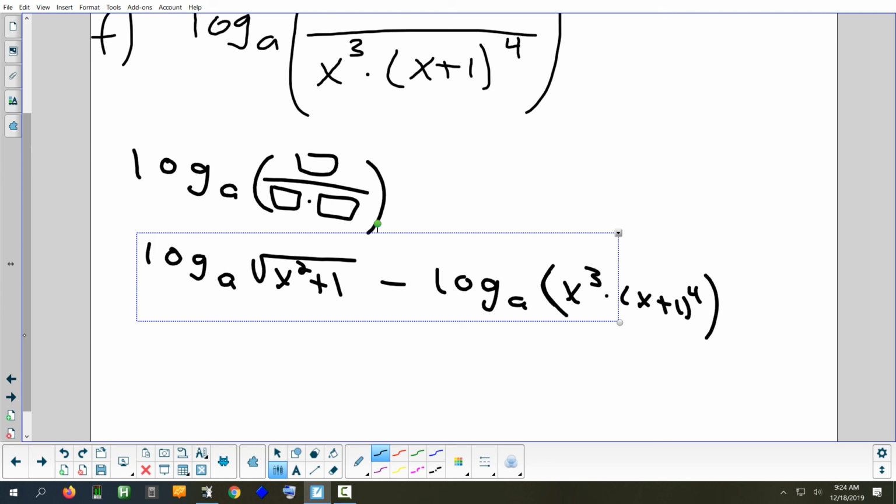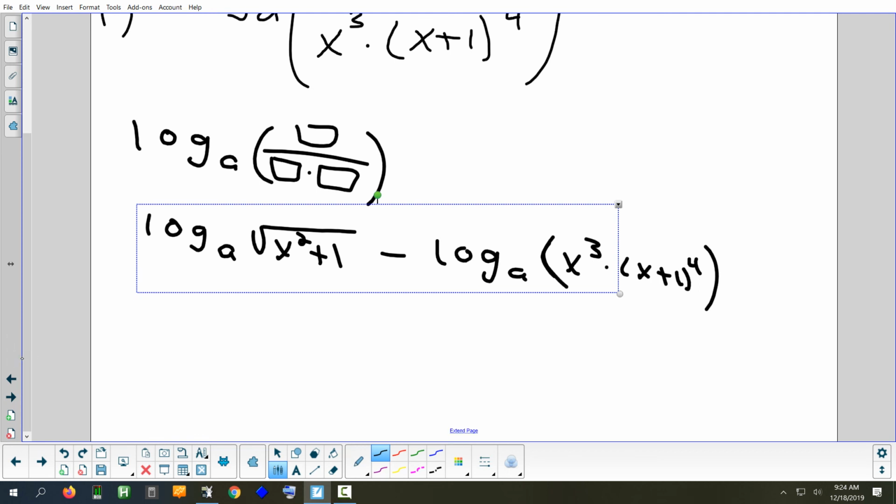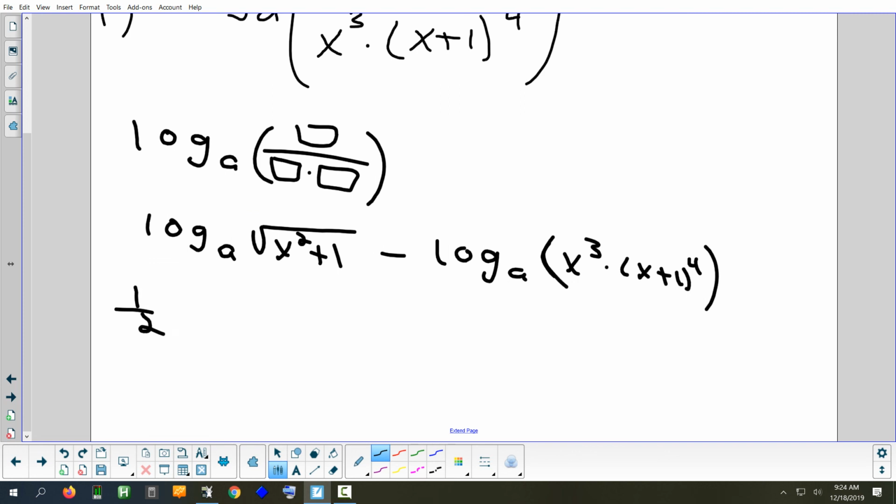And where's that 1/2 going to end up going? In front of the log. In front. So this should be written like this. The x squared plus 1 is all the argument. Both of those things. Because they were all together under the square root. So when you get rid of the square root, you still have to explain they're all together. It's still together. It's just now you put the 1/2 in front. So the first part, we're done.